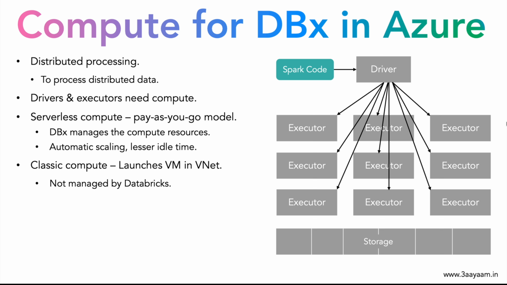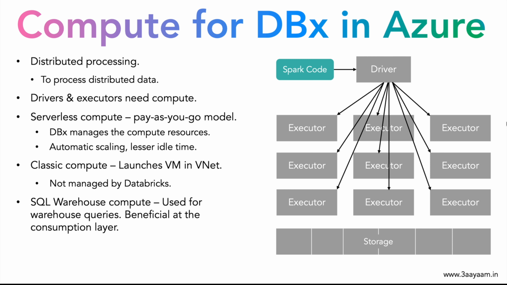One very important note is that the classic compute is not managed by Databricks, meaning the scaling requirements will not be handled by Databricks. If we need more processing power, if we need more memory, then we'll have to add virtual machines by ourselves. Of course, there are ways to scale automatically also, but we'll have to make sure to define the threshold when the scale out and scale in would happen. The final compute is the SQL warehouse compute. It is mainly used for warehouse queries or SQL queries, and it is typically used in the consumption layer or the final layer of the data lifecycle.